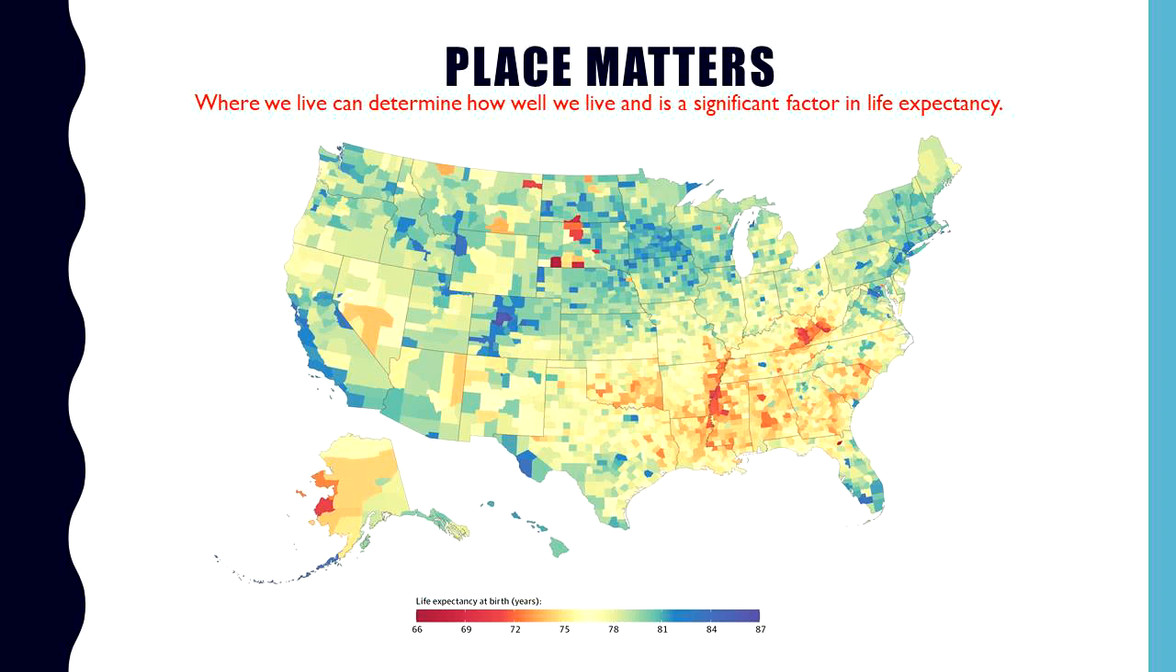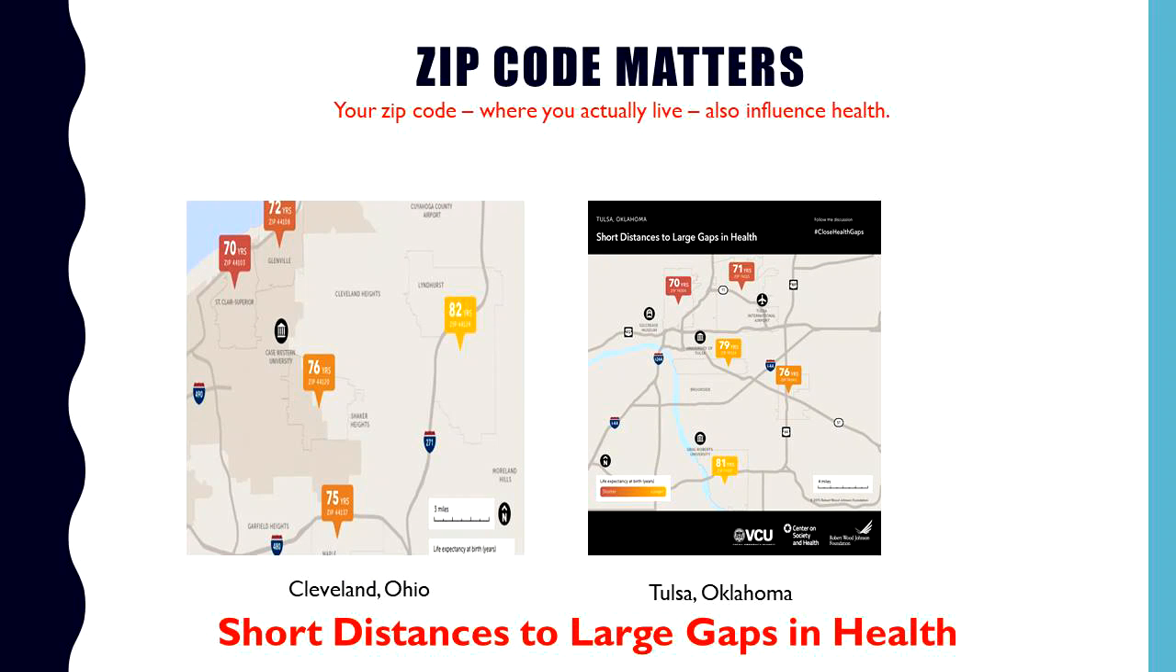So where we live can determine how well we live and is a significant factor in life expectancy. This map shows life expectancy at birth, from age 66 to 87, in the red to blue spectrum across the entire country. As you can see, place matters. Your zip code where you actually live also influences health. Short distances to healthcare services or not can provide a gap in healthcare. So zip code matters.